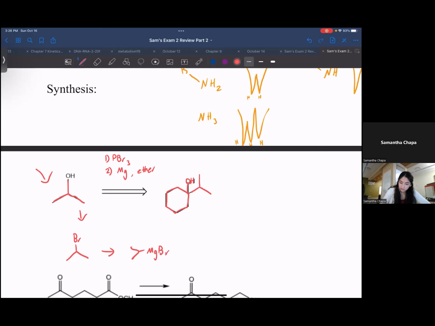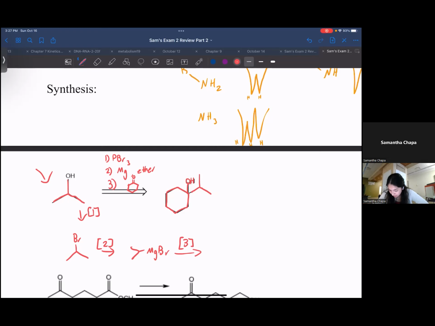Magnesium bromide. Step 1, step 2, step 3. So I have my organometallic, and now we're ready to attack the carbonyl. So what I'm going to do is make my cyclohexane have a carbonyl on it. Then it attacks the carbonyl and makes an OH as well as another carbon-carbon bond.